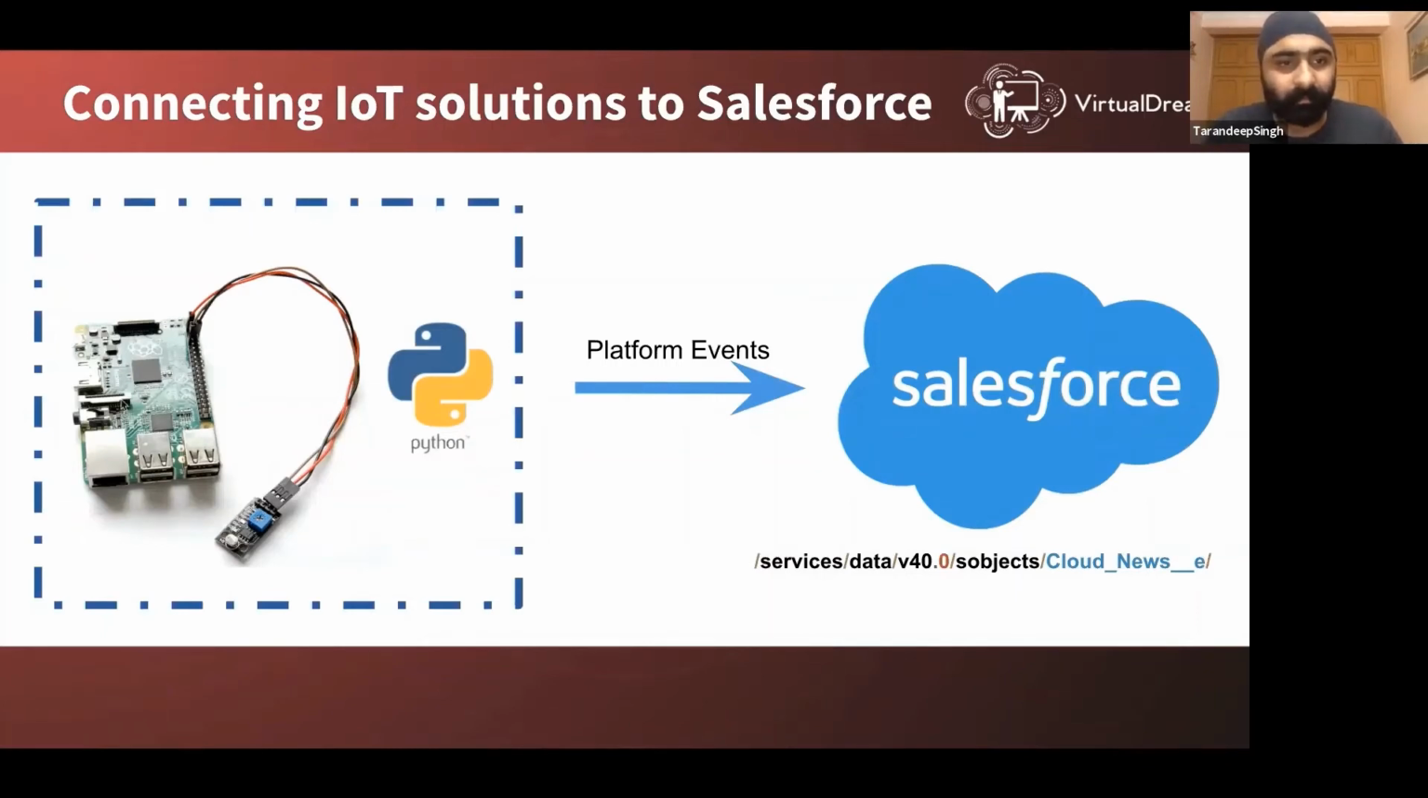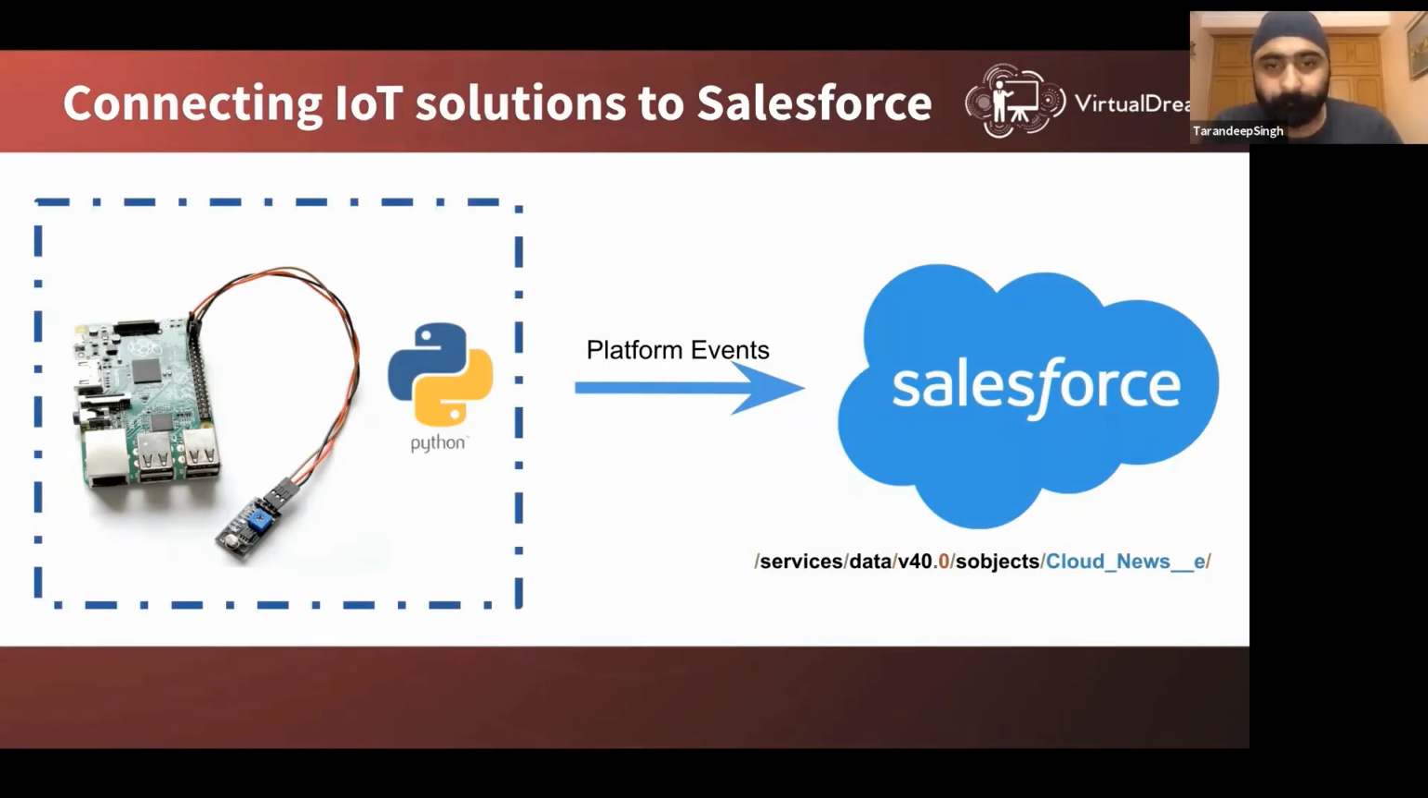Let's assume we have built a solution which will read the temperature of a location and send it to this microcontroller. And we have written a Python code which will listen to that data and send it to your Salesforce org. So how will we send it? We're going to use platform events here. That's something we're preferring right now.